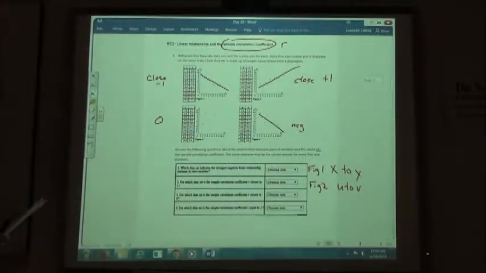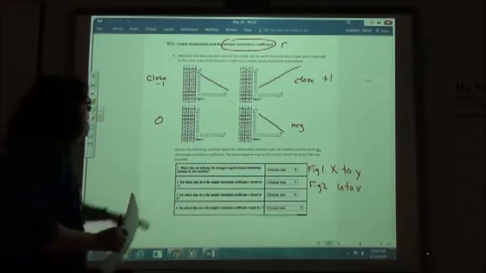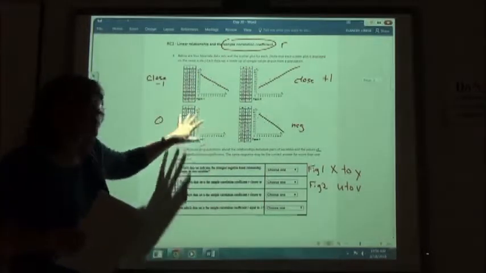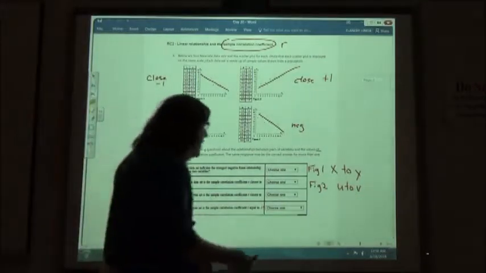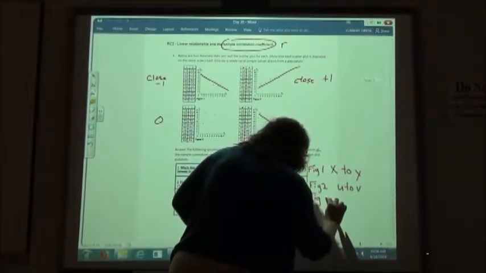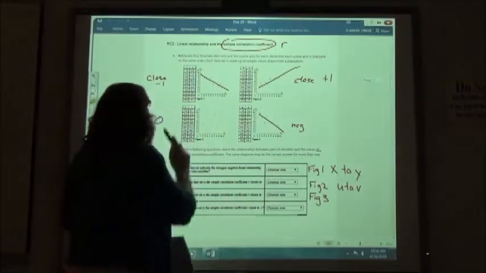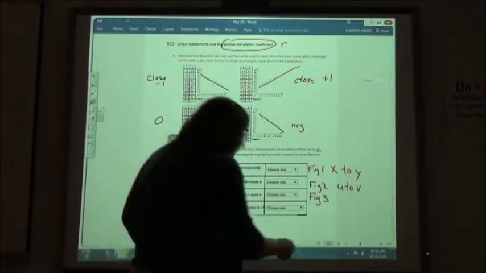Number 3, for which data set is the sample correlation coefficient r closest to 0? Closest to 0 is the one where my points are scattered out all over the place. Happens to be figure 3. They're putting these all right in a row. My variables on that one is the w to t.